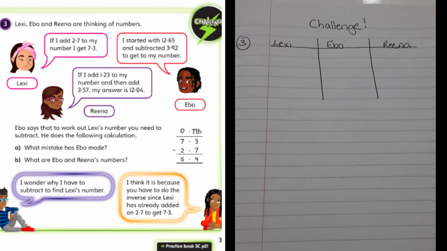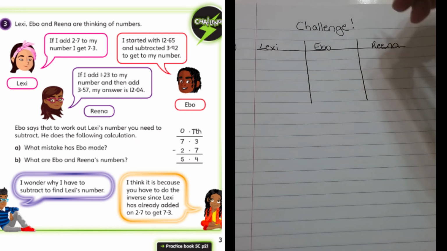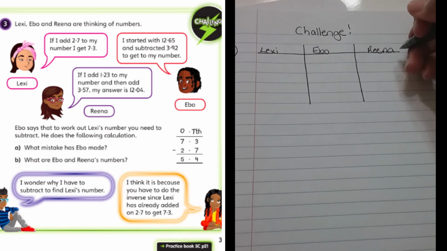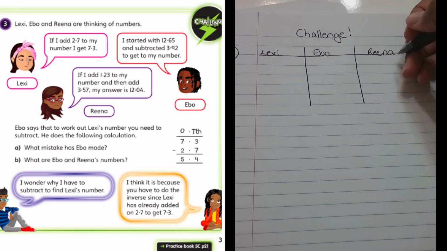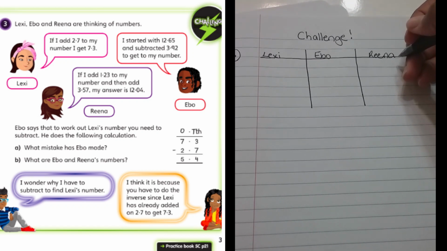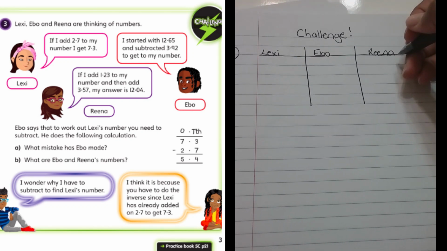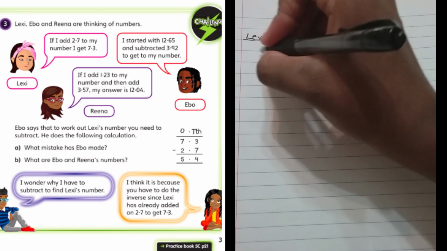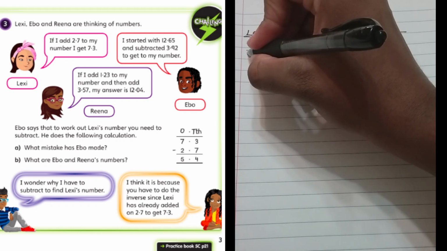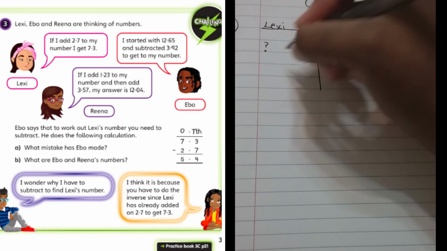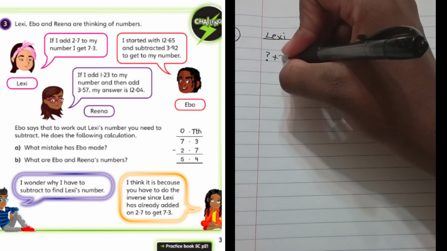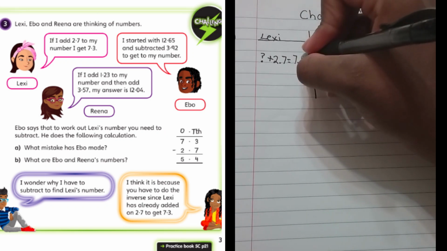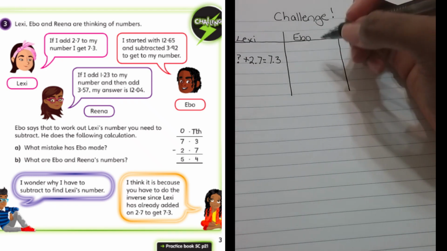Alrighty, so now it's time for the challenge. It says, Lexi, Ebo, and Rena are thinking of numbers. Lexi said, if I add 2.7 to my number, I get 7.3. Okay, I want to start thinking about that before I go any further. She said if she adds 2.7 to her mystery number, she is going to get 7.3. Okay, so that's what that means.